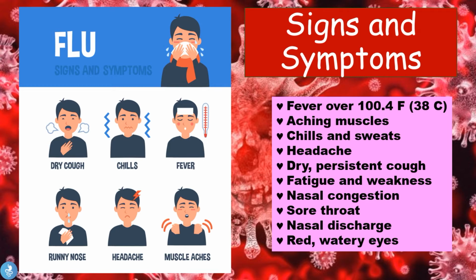So now let's take a closer look at some signs and symptoms of the influenza virus. So usually people present with a fever, which is over 100.4 degrees Fahrenheit, which is around 38 degrees Celsius. They will also have aching muscles, chills and sweats, a headache, a dry and persistent cough, fatigue and weakness, nasal congestion, a sore throat, nasal discharge, and red and watery eyes.